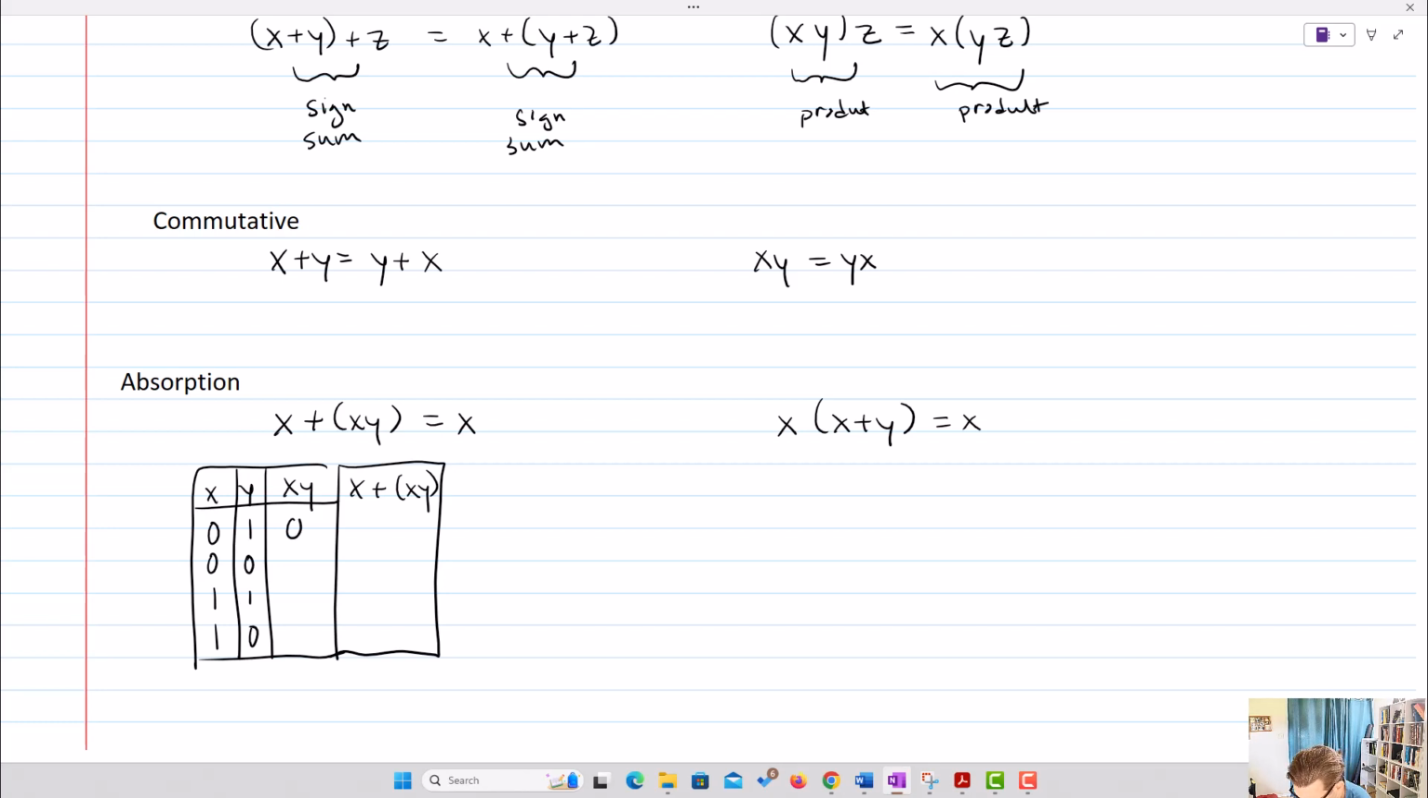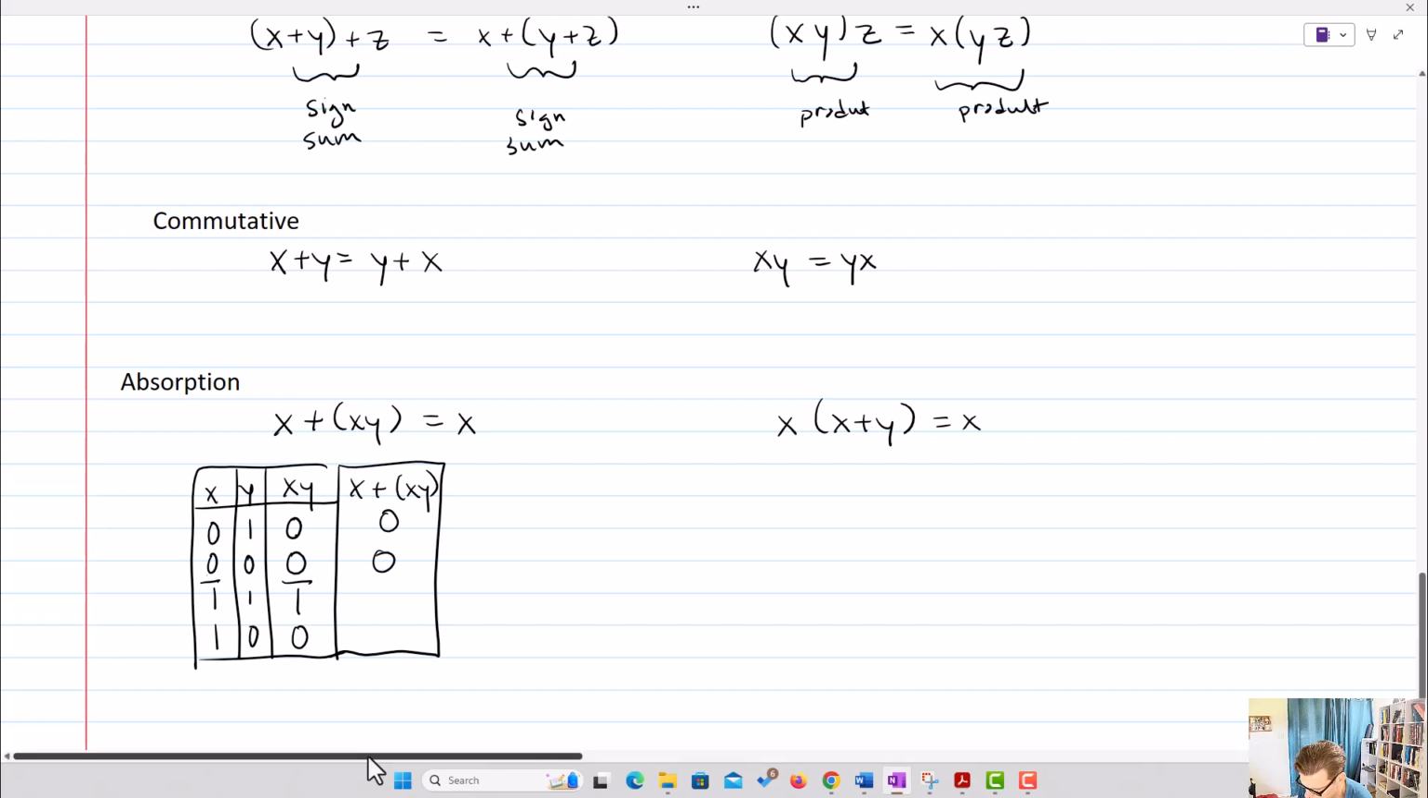xy, in this case, is going to be 0. 0 times 1 is 0. 0 times 0 is 0. 1 times 1 is 1. And 1 times 0 is 0. Now I'll go through and take x plus xy. So x is 0, xy is 0, so 0 plus 0 is 0. I got 0 plus 0 again.